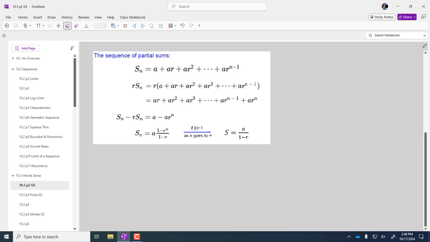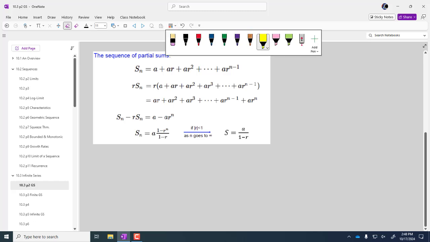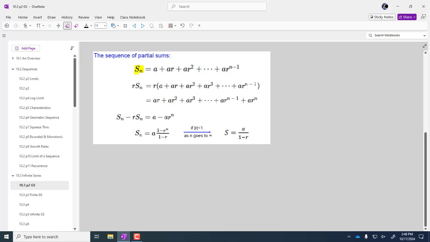First off, this is the sequence of partial sums right here. So S sub n, do you all agree that this is n terms here? Remember that we're starting to count with 0. So if you wanted 5 terms and you started with 0, you would end with 4. Your counter would be 0, 1, 2, 3, 4 to get the 5 terms.